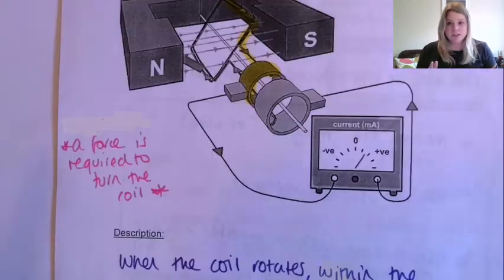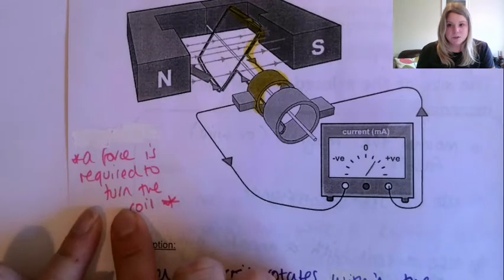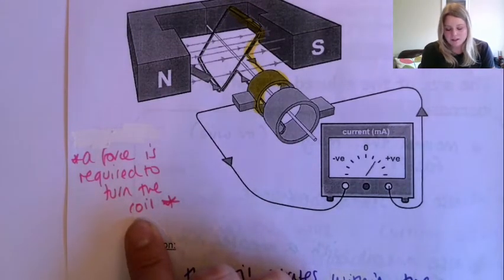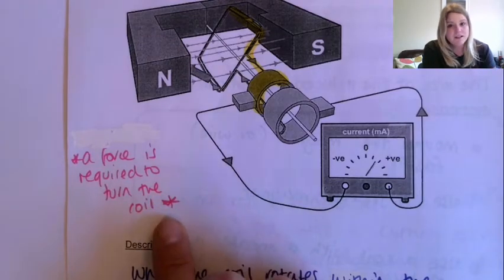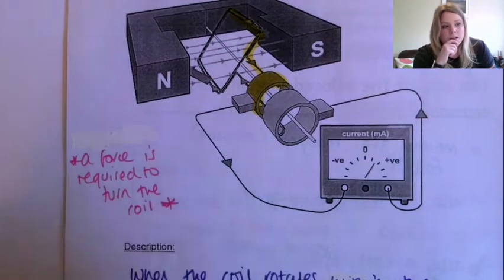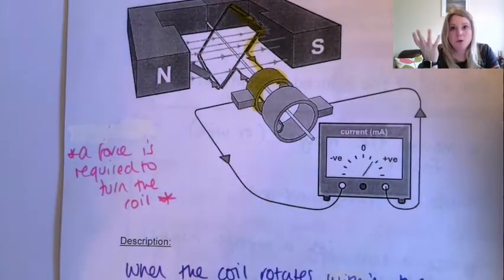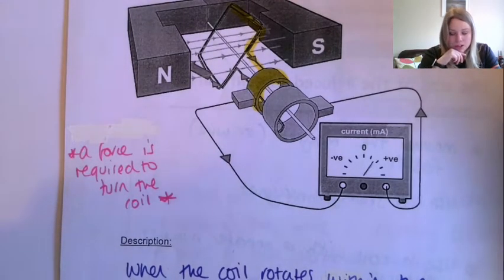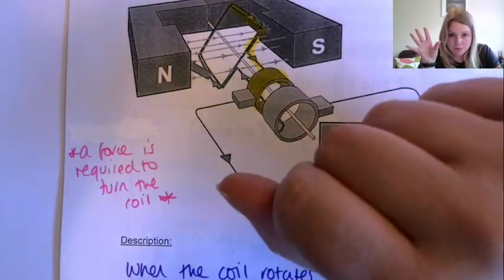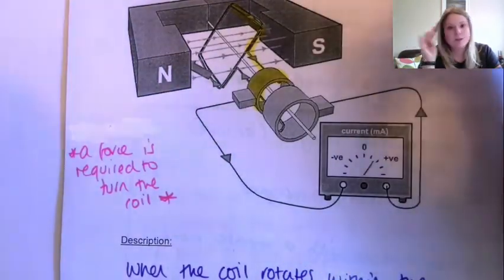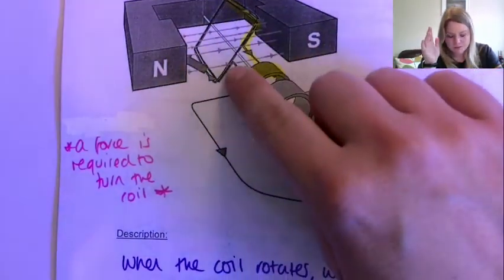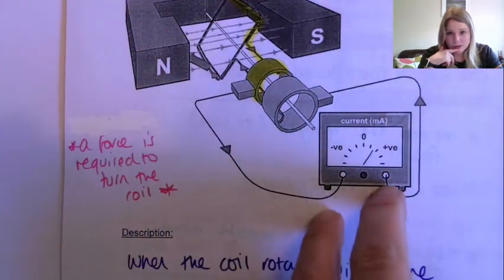First of all, the first thing I want you to write in is that a force is required to turn the coil. So I mentioned at the very end of last lesson that this is what's going on inside electrical power stations. So say we have a fossil fuel power station, if we are burning coal to heat up water to produce steam, the steam turns a turbine, the turbine turns a generator. So that is where the movement energy is coming from in this. Or if it's a wind turbine, the wind is turning the turbine, which is turning the generator. And then an electrical current gets produced.